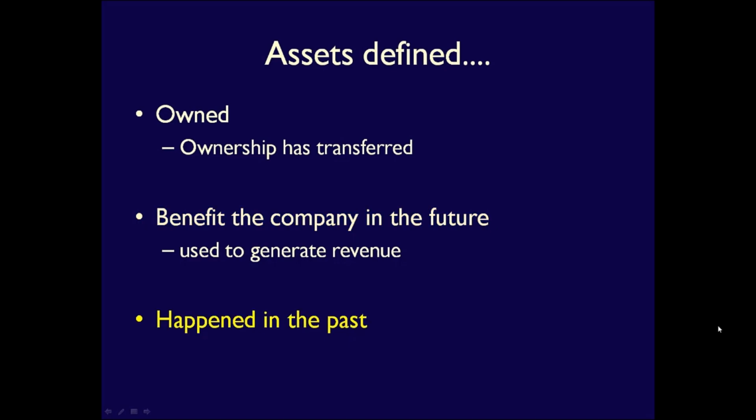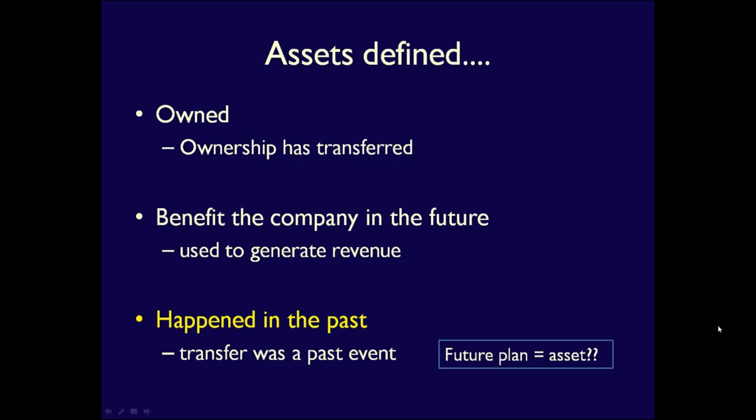The last characteristic of an asset is that they're due to past events. That means that there is an event in the past that transferred ownership of the asset to the business. Why is this last characteristic important? Because it means that if I plan to purchase an asset in the future, I can't claim that it's an asset now, because the event has not as yet happened. It has to be a done deal. The transfer of ownership must already have taken place.